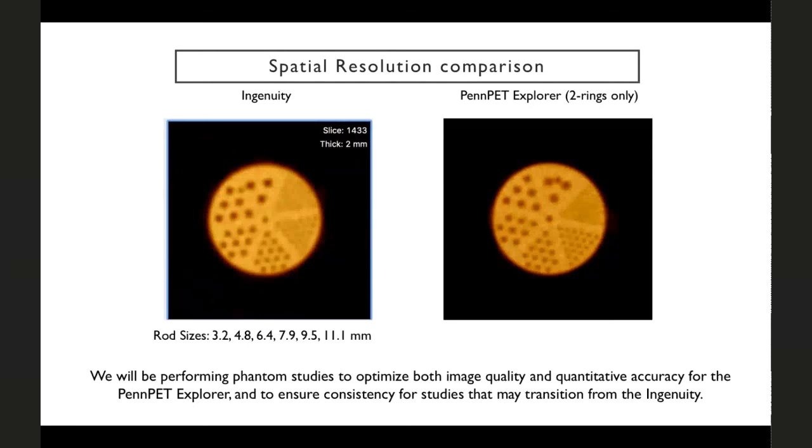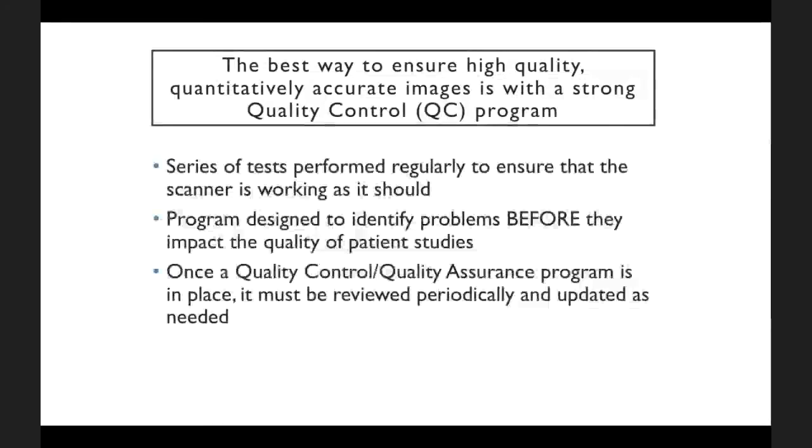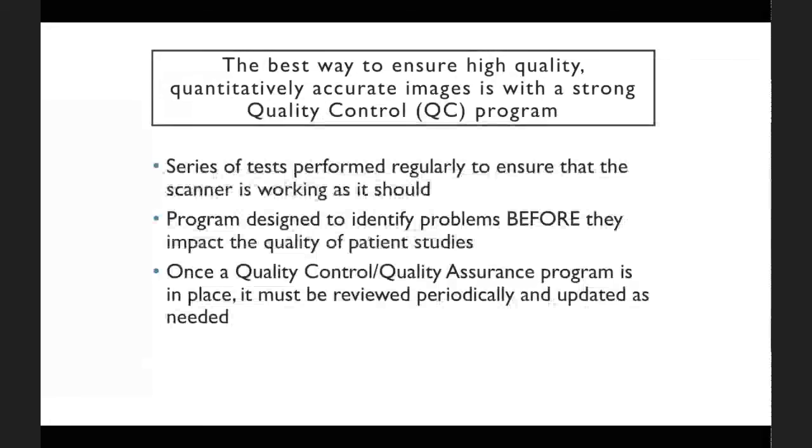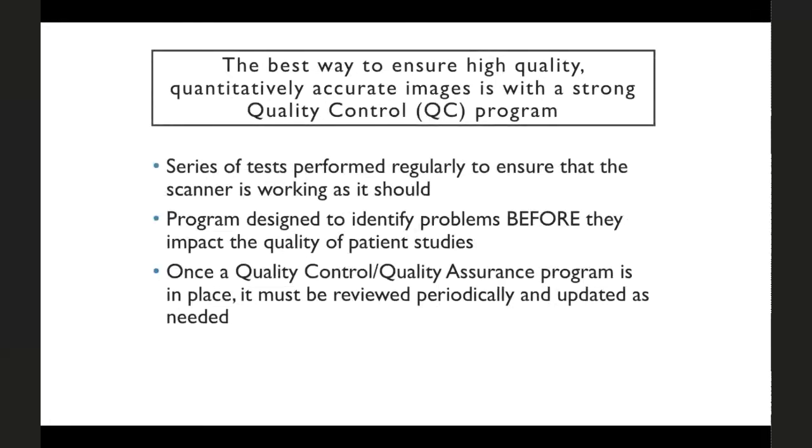So on to quality control. In order to have quantitative accuracy, you need to have a strong quality control program. Quality control is a series of tests that you do regularly to make sure that everything is working the way it should be. And the whole idea of having this program is that you want to identify problems before they have a chance to impact the patient studies. You also need to bear in mind that once you set up one of these programs, you need to review it periodically and update it as experience teaches you that there may be other things required.